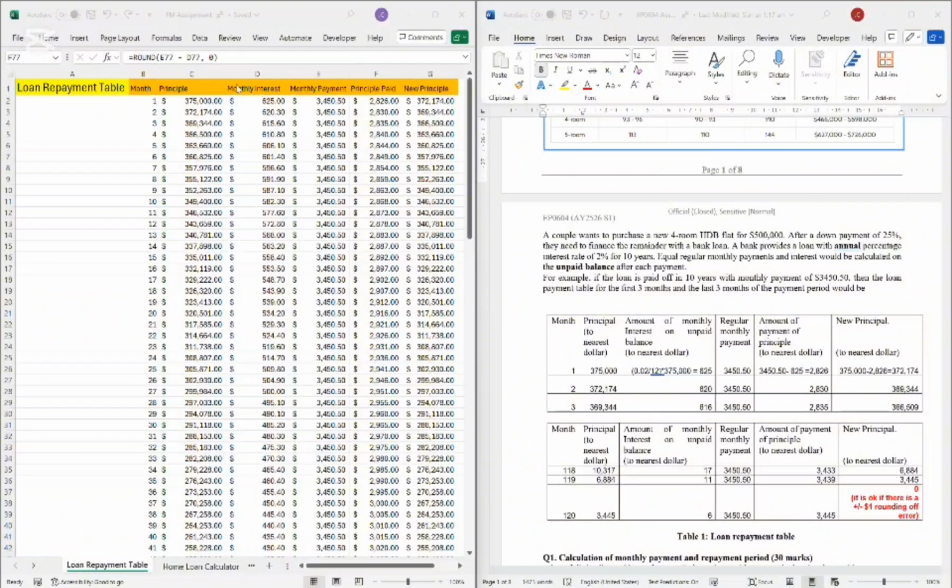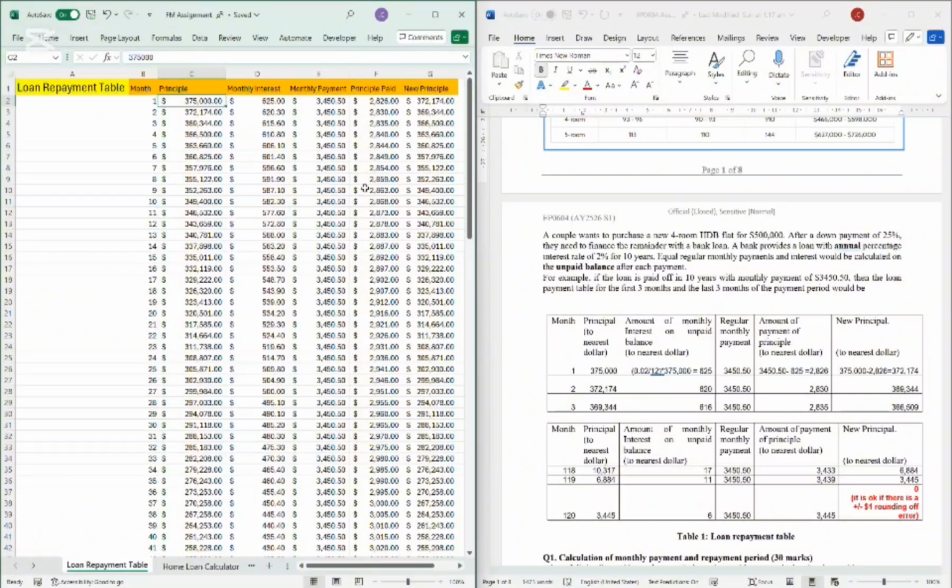So for the first row, I added a month, a principal, monthly interest, monthly payment, principal paid, and new principal by following the format given here. So for the first row, the principal is started at $335,000, which I added here.